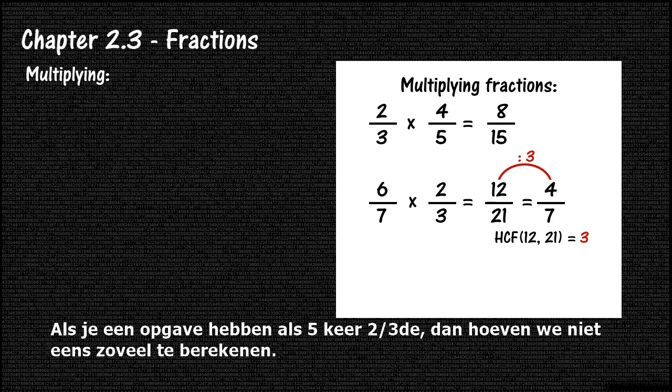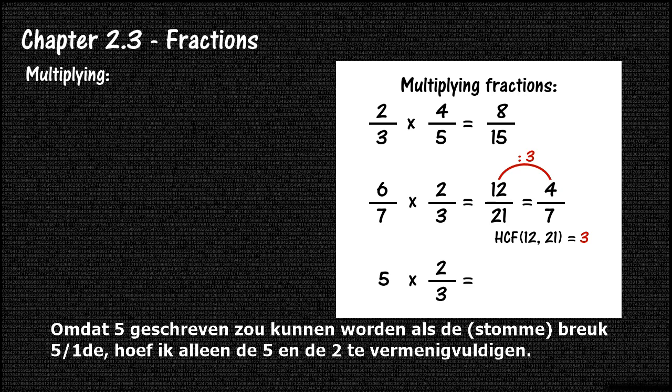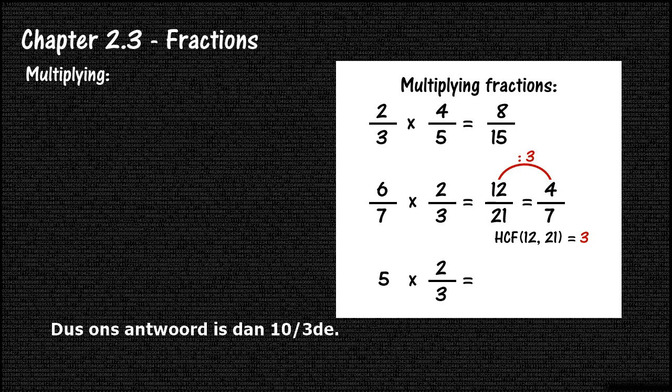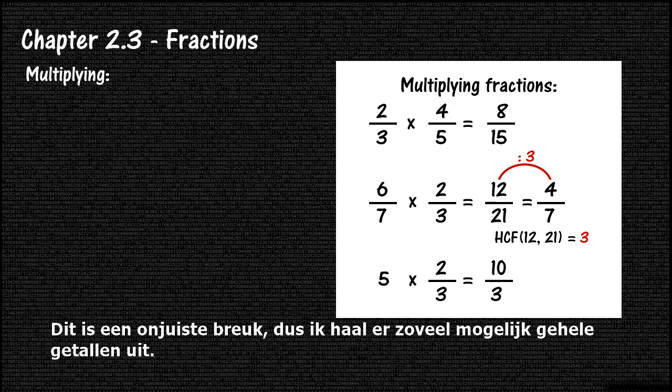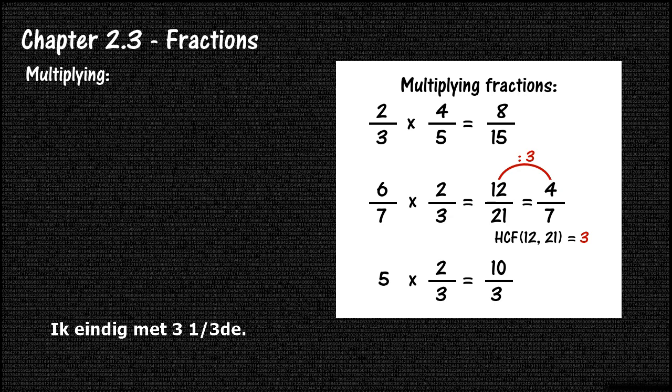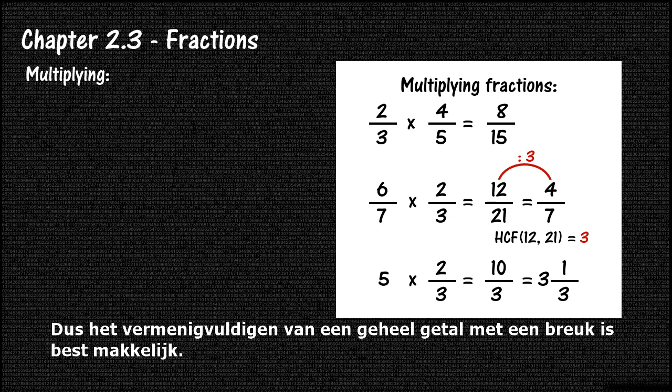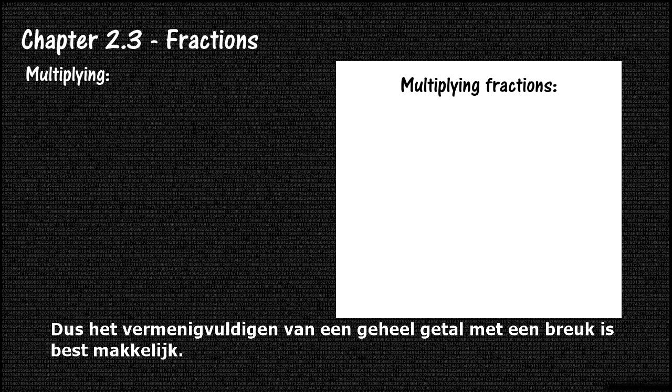When calculating an exercise such as 5 times 2 over 3, you don't even have to calculate that much. As 5 can be written as the very simple fraction 5 over 1, I only have to multiply the 5 and the 2. So our answer is 10 over 3. This is an improper fraction, so I will take out as many whole numbers as possible. I end up with 3 1/3. So multiplying a whole number with a fraction is quite easy.